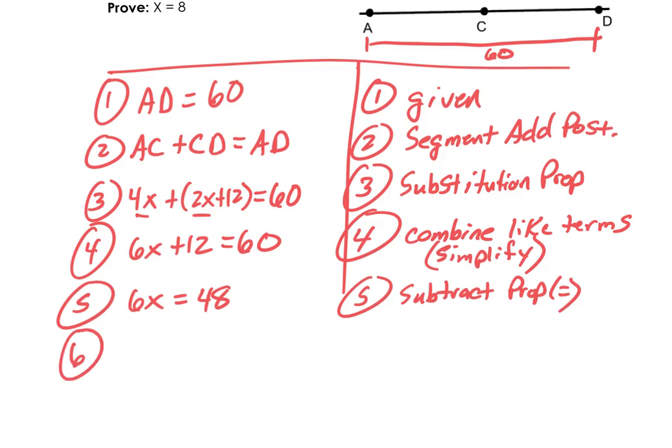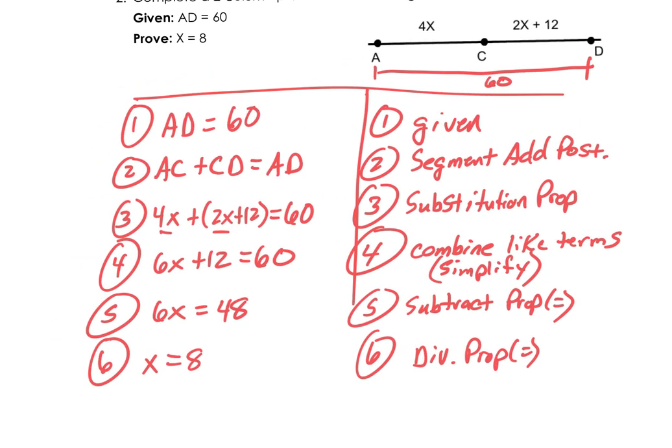And then finally, Ethan, what do you think? What would we do to finish this thing up? Divide by 6. Okay, good. So that would be the division property. And hopefully, when we're done, my answer matches up with our proof statement, right? If I got x equals 5 down here, and this said x equals 8, uh-oh, something's wrong. Those have to match up, right? And the good news is they both say x equals 8, so we're in good shape. Okay.